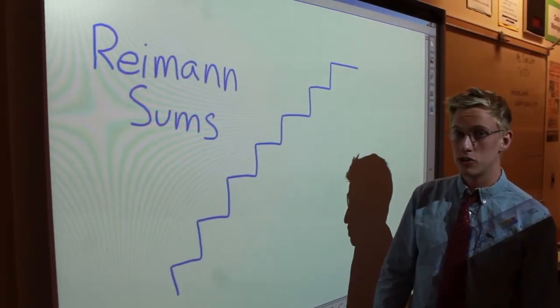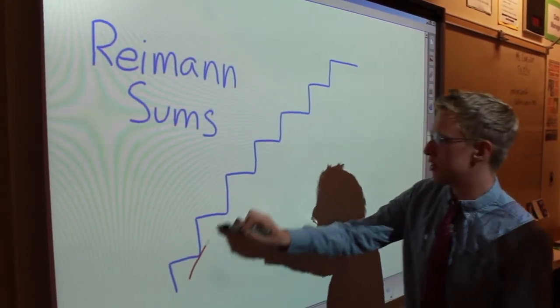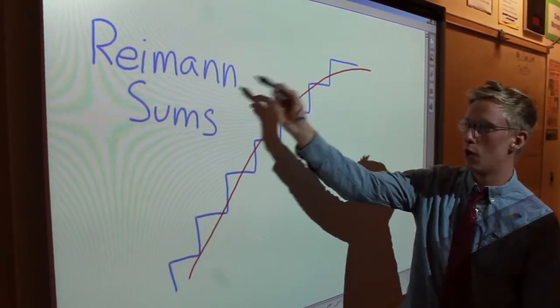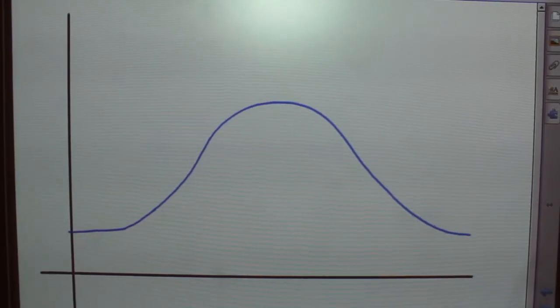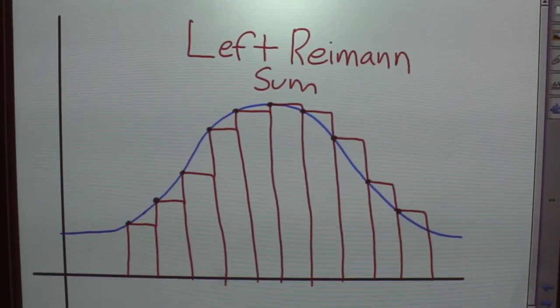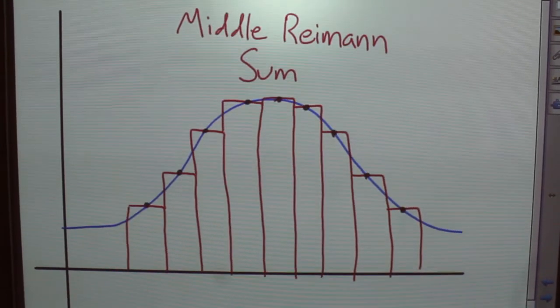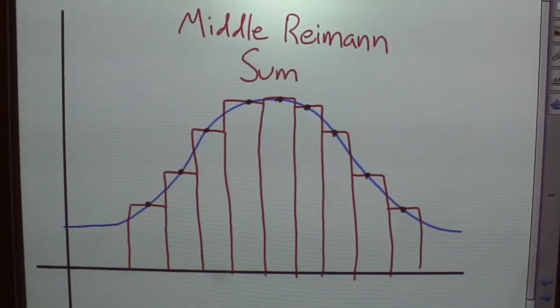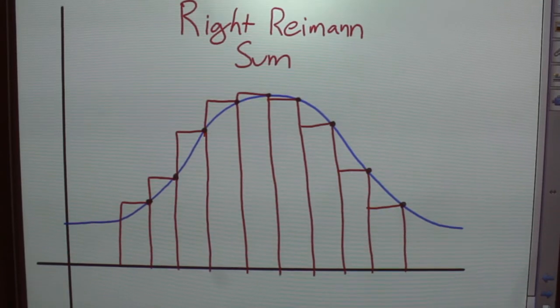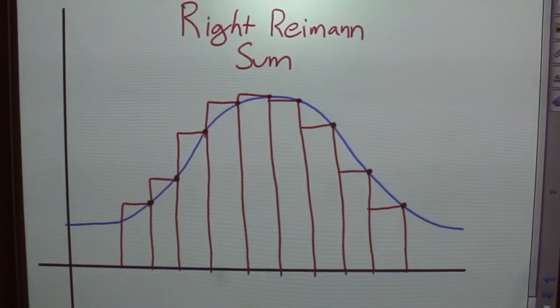The lobster is walking upstairs. The stairs represent a way to find the area underneath the curve, or Riemann sums. There are three types of Riemann sums. The left Riemann sum, where the left point of the rectangle is used. Middle Riemann sums, where the middle point of the rectangle is used. And right Riemann sums, where the right point of the rectangle is used.